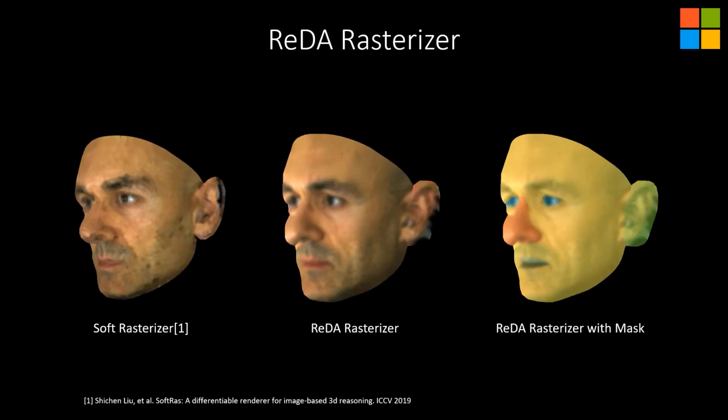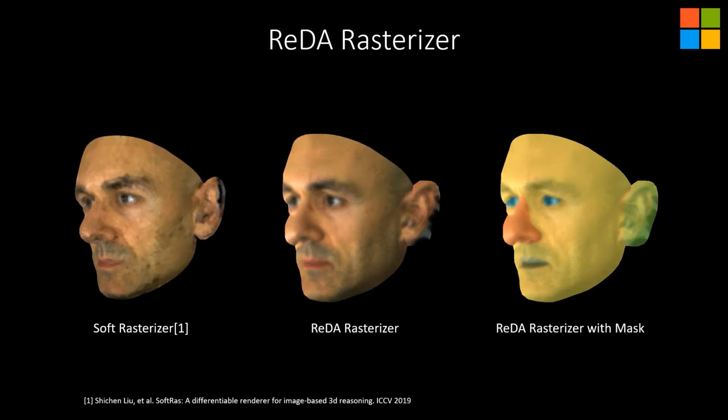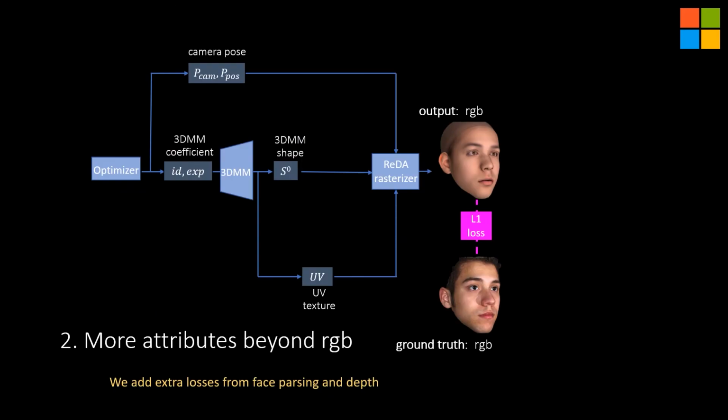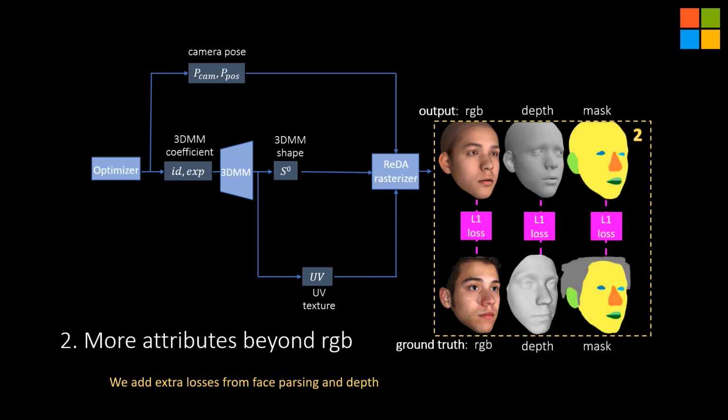Here, we show an animation of how each render pixel could influence other pixels using our ReDA rasterizer compared to software rasterizer. Beyond color information, we aggregate over other image attributes, including depth and face parsing masks, to reduce ambiguities in learning the correspondence between our inputs and geometry.